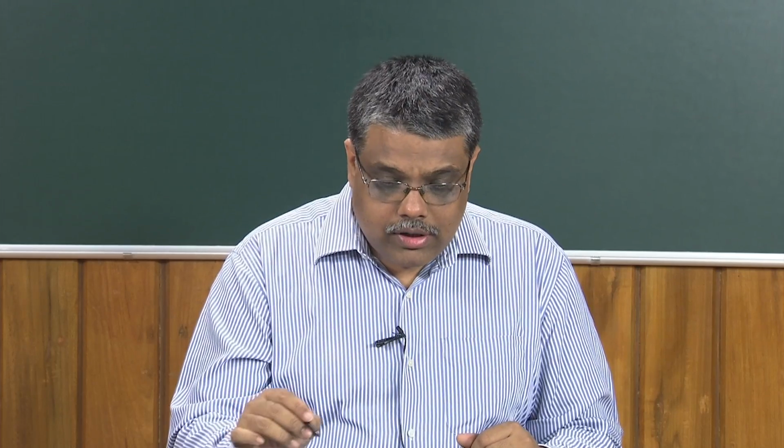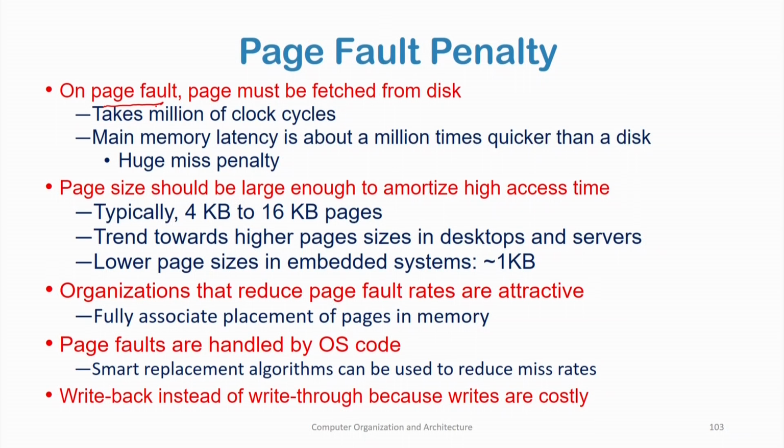So, to service a page fault, I need to access the secondary storage to fetch a page from the disk, and this takes millions of clock cycles. The main memory latency is about a million times quicker than a disk. Okay. So, this amounts to a huge miss penalty. Therefore, a lot of effort has gone into trying to reduce misses.